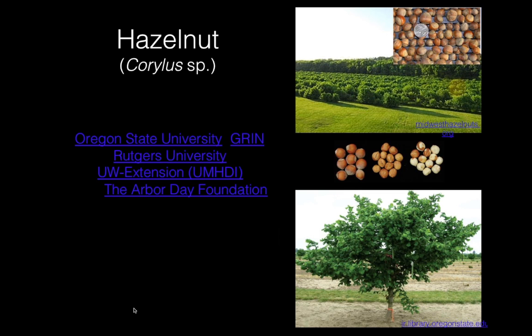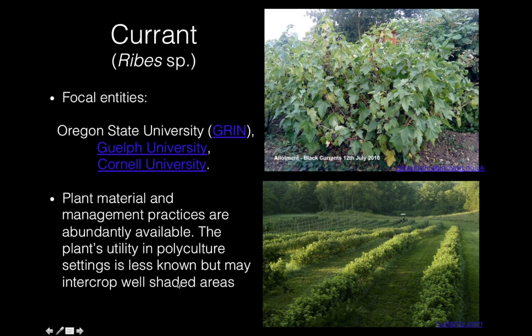Global production of hazelnut is typically done with the lower type of plant. A third crop, and we'll talk about this the least, is the currant.